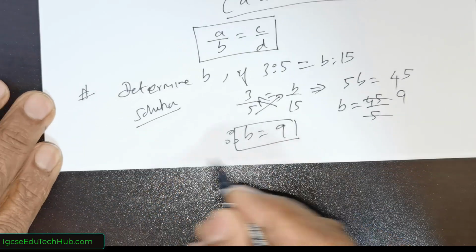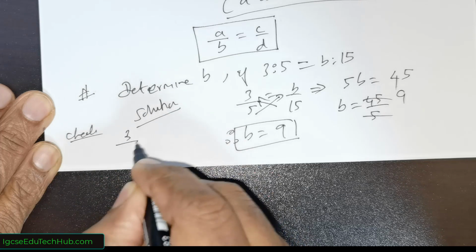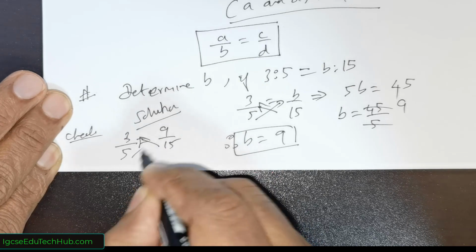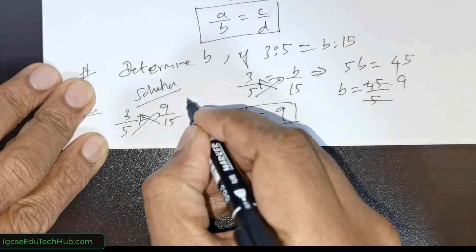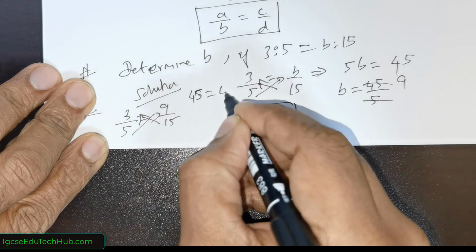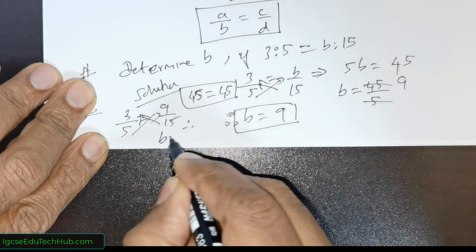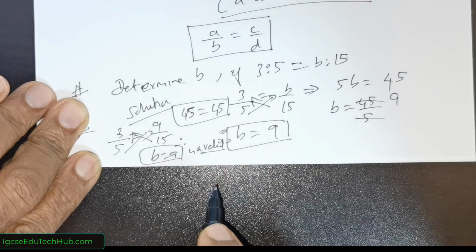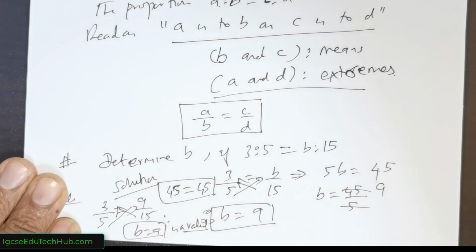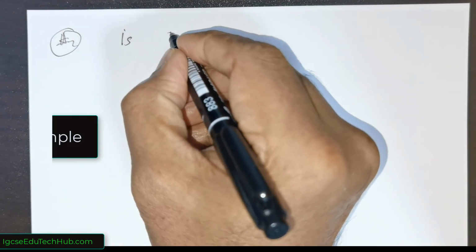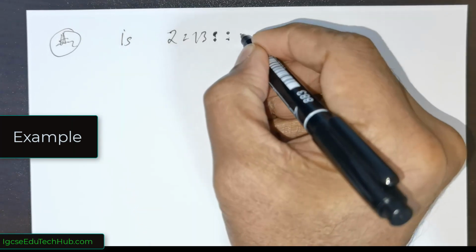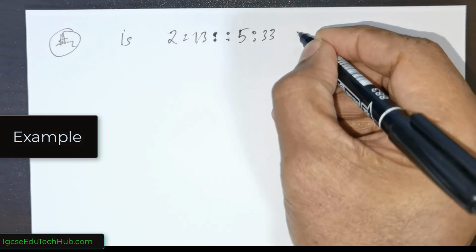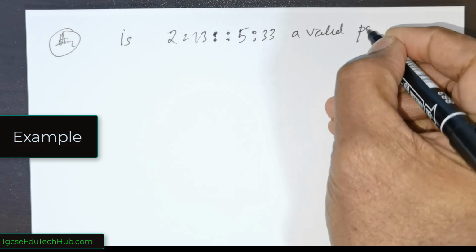Now you can perform a check. You place 3 over 5 equal to 9 over 15, and you cross multiply. Now they should be equal. 3 into 15 is 45, 9 into 5 is 45, so therefore B equal to 9 is valid. It's a valid quantity that we have got. Now this is just a check. So let's move on to the next question. Is 2 is to 13 double colon 5 is to 33 a valid proportion?